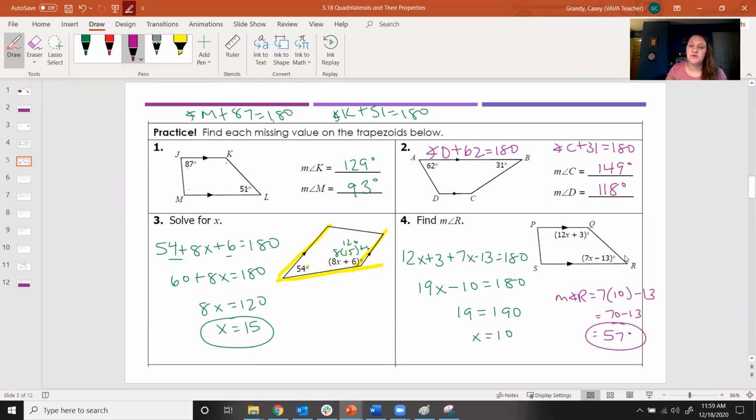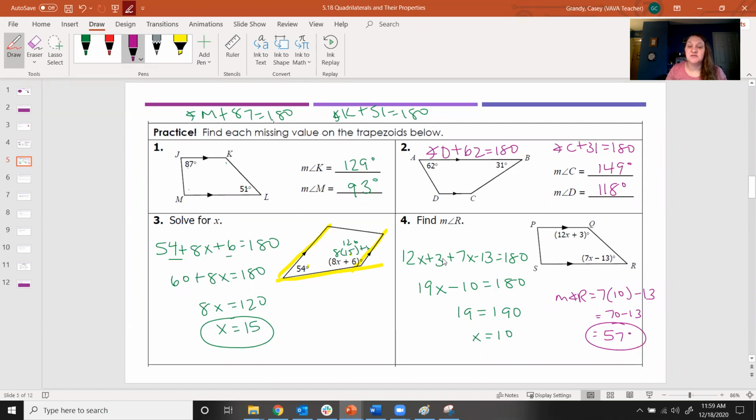Okay, so angle Q and angle R are supplementary because we know that consecutive angles in a trapezoid are supplementary, or you could think of it as parallel lines with a transversal. Consecutive interior angles are indeed supplementary. Either way, you're going to add those together, set them equal to 180.